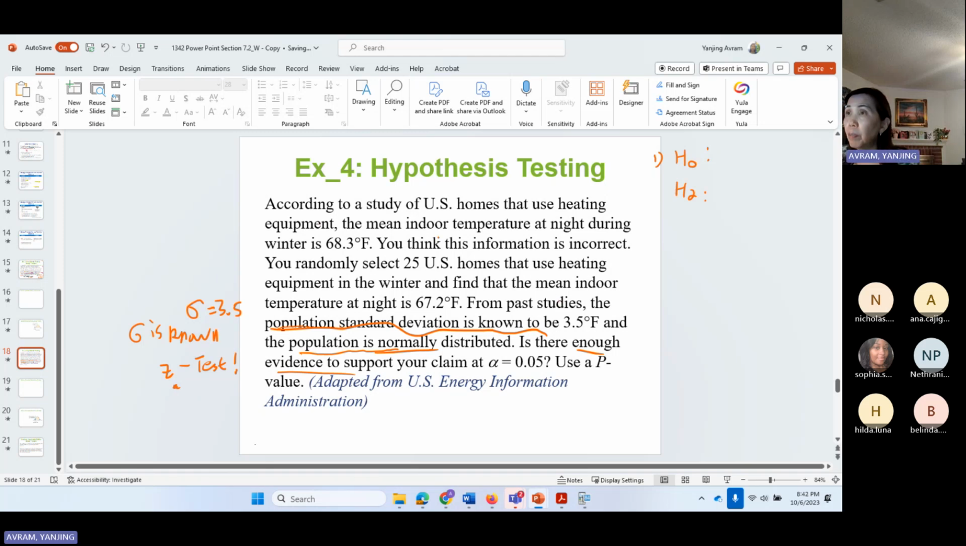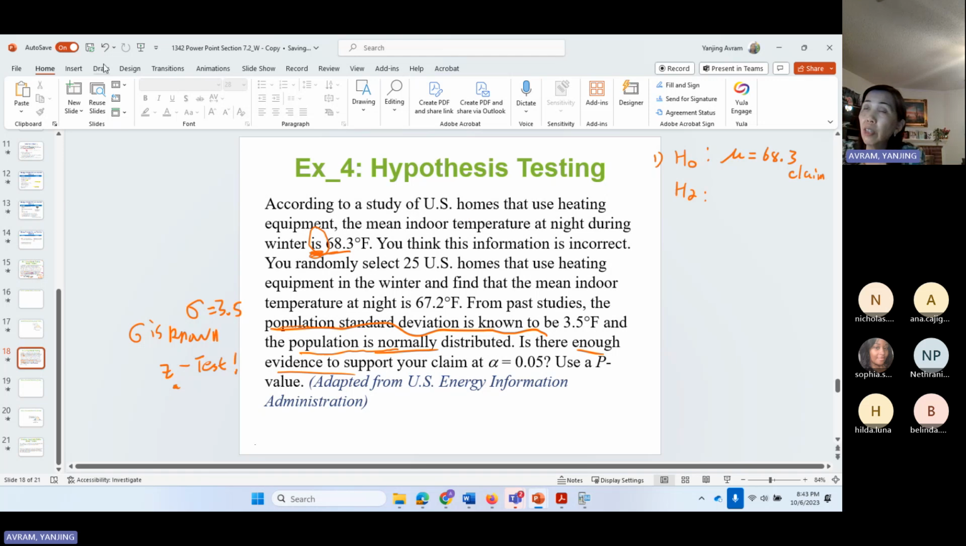This tells you the mean indoor temperature is 68.3 degrees. So mu is 68.3 degrees Fahrenheit. This one has the equal sign, so it should go to the null hypothesis because it includes the equal sign. This is also our claim, or our statement from the question, right? The statement from the question says it's 68.3 degrees Fahrenheit. So that is in the null hypothesis.